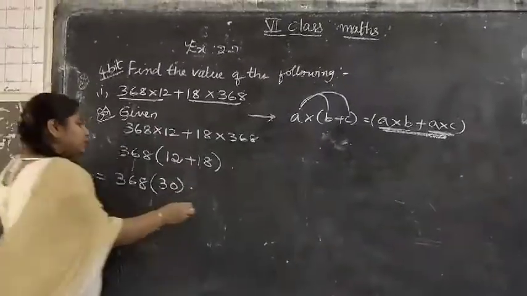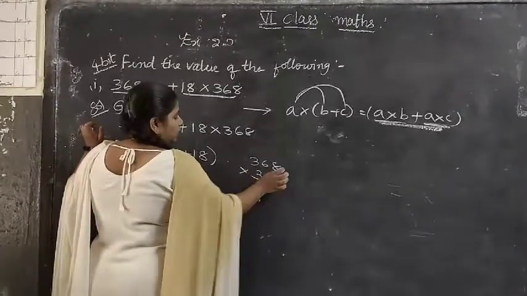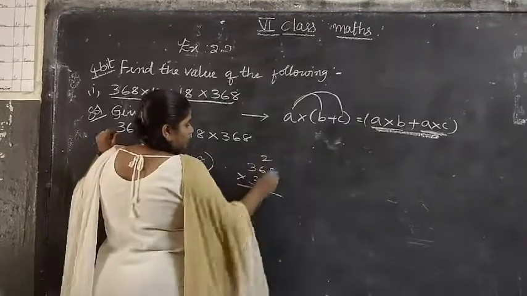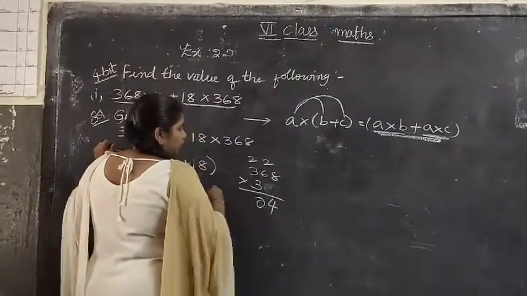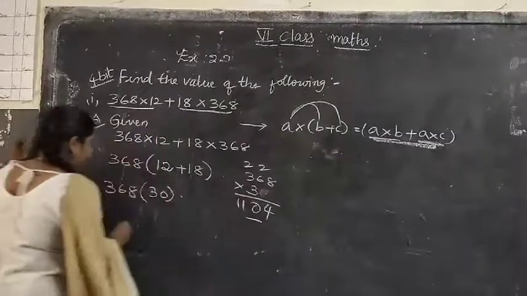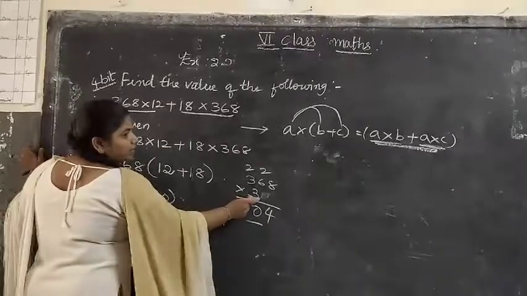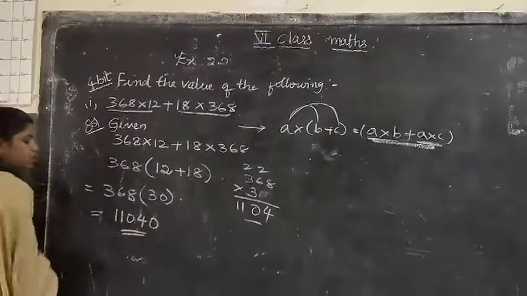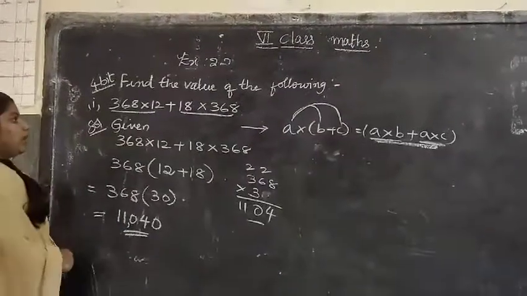Now you multiply these two terms. 368 into 30, or with 3 do as it is, you can write 0. 3 8s are 24, 3 6s are 18, 19, 20. 3 3s are 9, 10, 11. So the answer will be 11040. Here I multiplied with 3, but we are having 30, so I have attached 0 here. So what is the result here? 11,040.